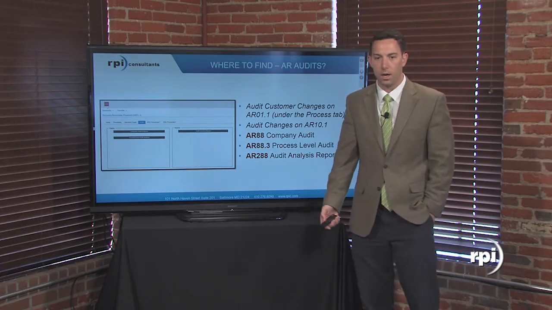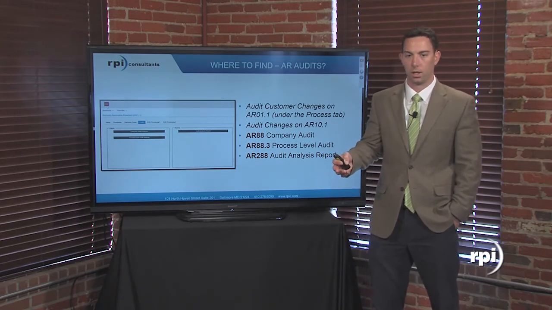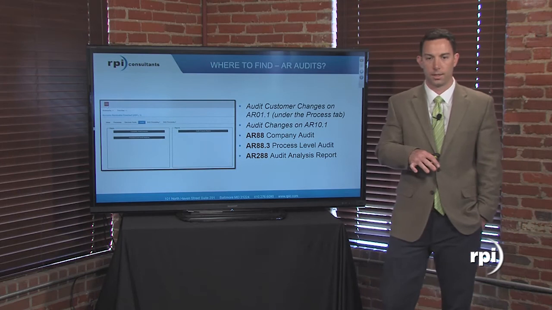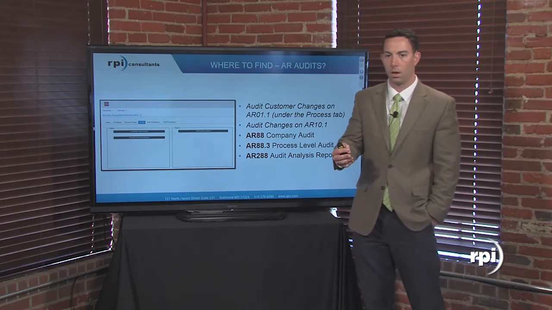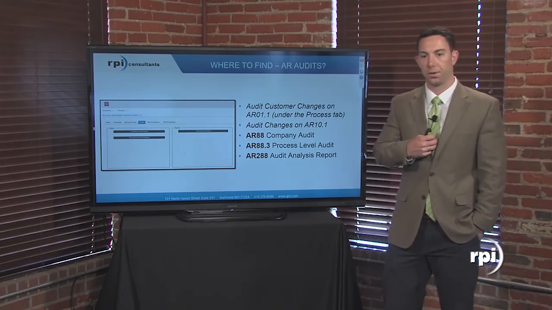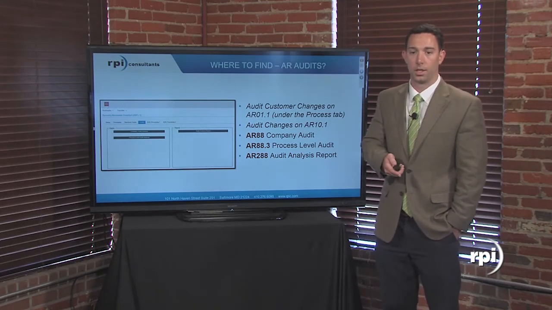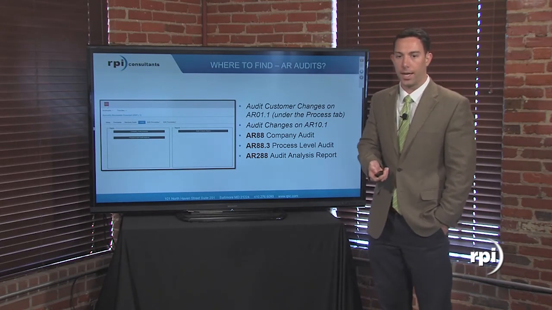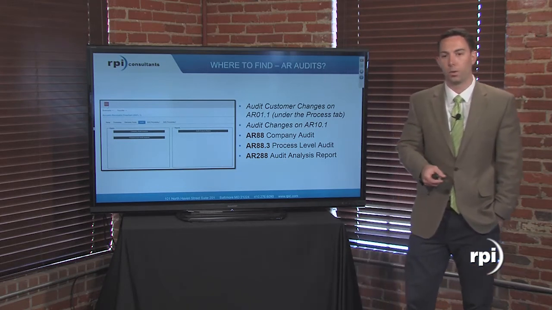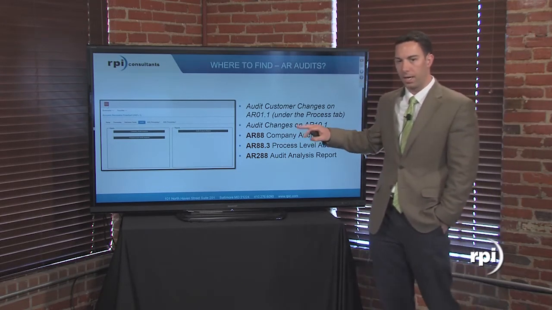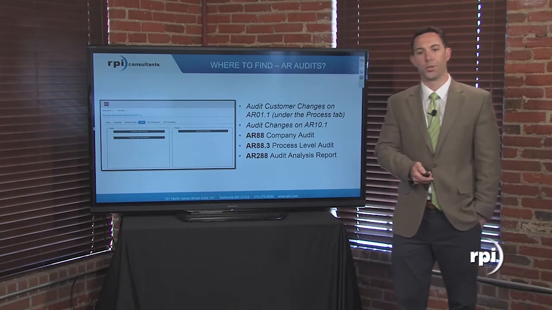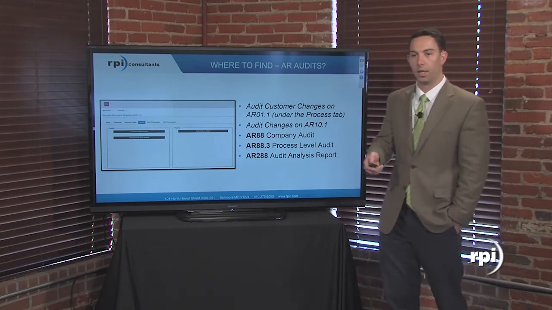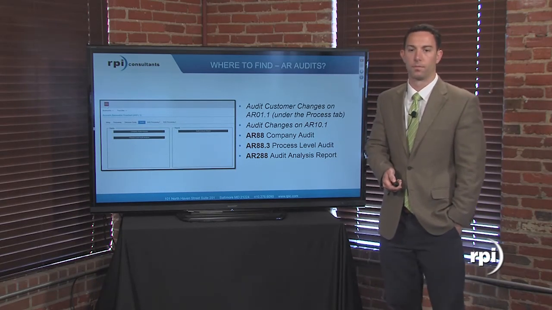A couple things in AR, you're going to want to go to the customer and go to the process tab and turn that on to start auditing. And you're also going to want to go to AR10, your customer, and turn on audit changes there. Once you've done that, AR88 and 88.3 will show you the same types of things that your AP audit will show you too, just for your AR company and AR process level.